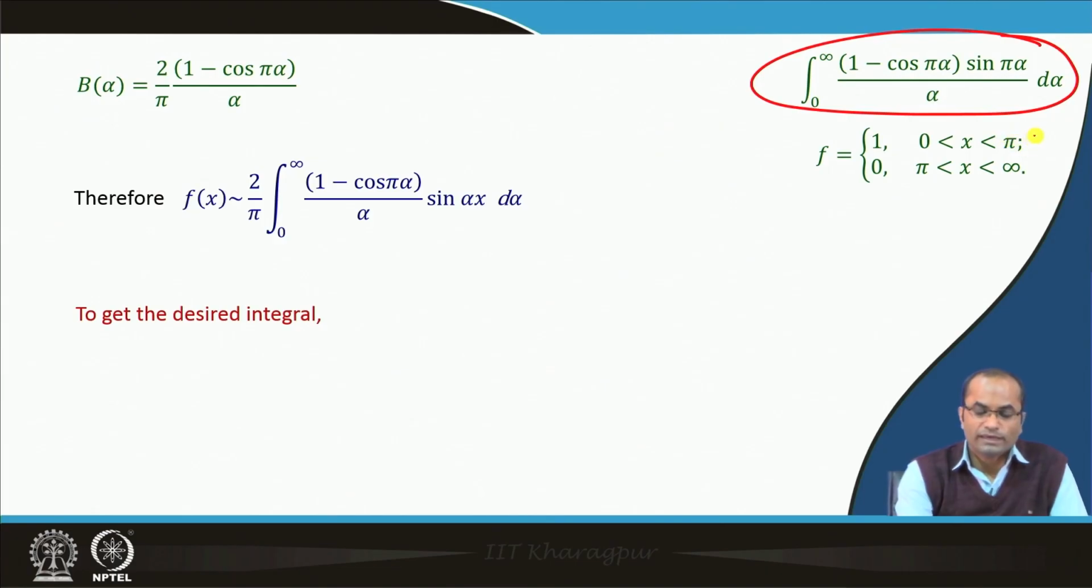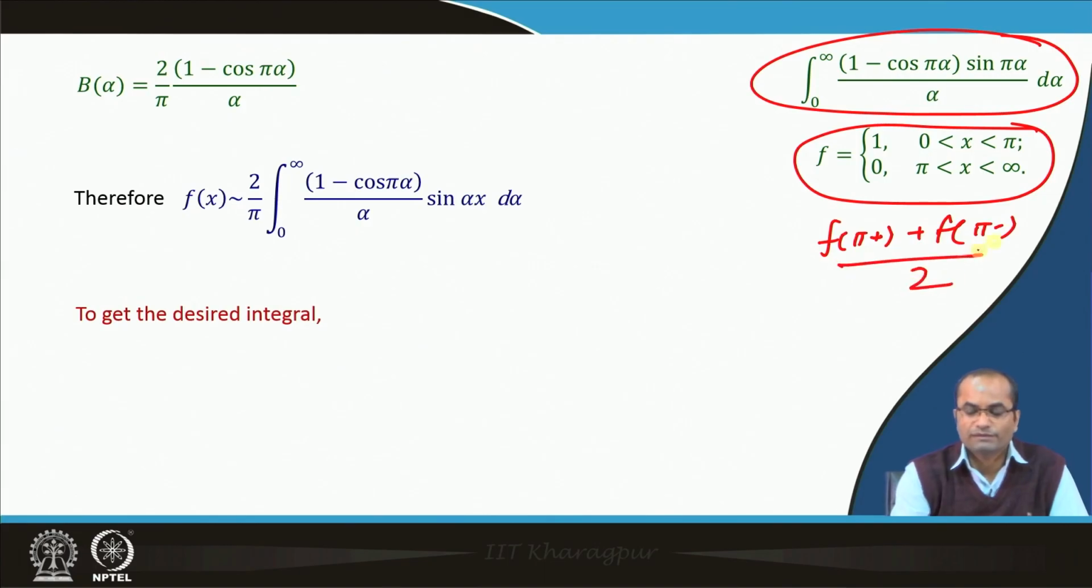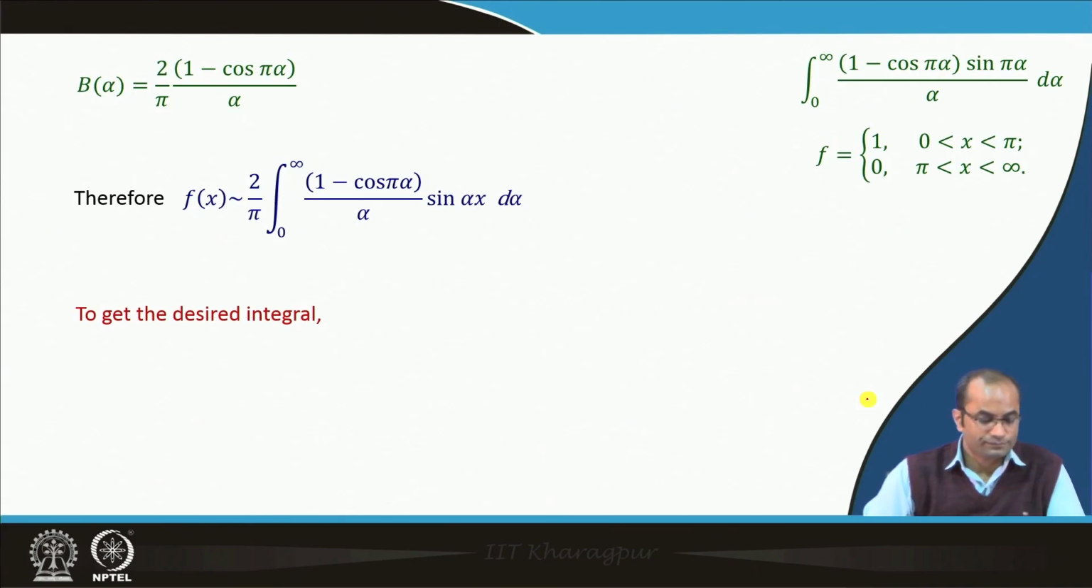At x equal to pi, we also have to look at the convergence. At x equal to pi, again this function is not defined, and therefore we have to take the limit. So, (f(pi plus) plus f(pi minus)) divided by 2, this average value, is what the Fourier integral at x equal to pi will converge to. Here f(pi plus) is 0 and f(pi minus) is 1. Divided by 2, it is half. So, that Fourier integral at x equal to pi will converge to the value half.